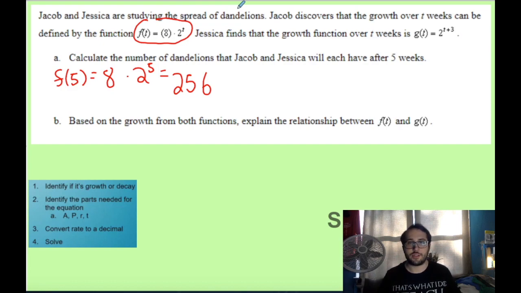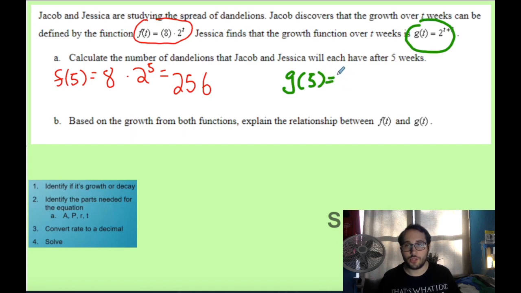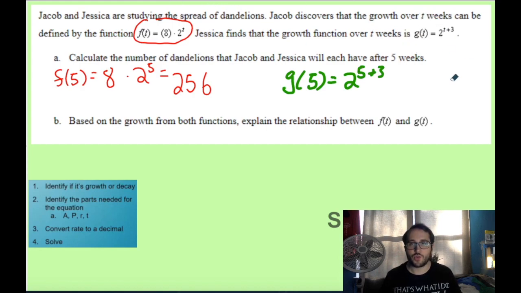Now let's do Jessica's. Jessica's growth function was g of t. So again, if we're going to calculate g of t, we want to know after 5 weeks. So g of 5, let's see what happens. g of 5 is equal to 2 to the... well, t is 5, so we're going to do 5 plus 3. I just want to double check and make sure, yes, it is plus 3. And let's see what that is.